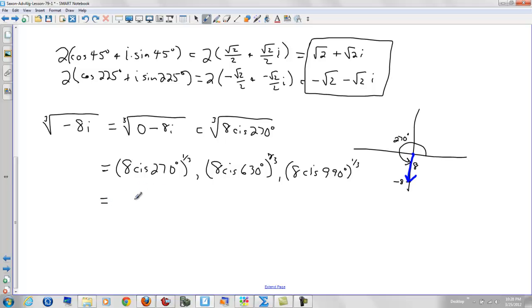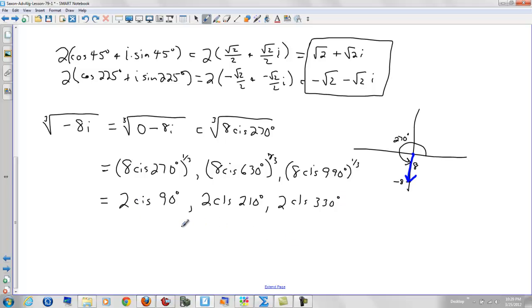So now if I do DeMoivre's theorem on this, 8 to the 1/3 is 2. 270 times 1/3 is 90. So 2 cis 90 is my first answer. And then 8 to the 1/3 is 2 cis 630 times 1/3, which is 210 degrees. And then finally, 8 to the 1/3 is 2, and 990 degrees times 1/3 is 330 degrees.